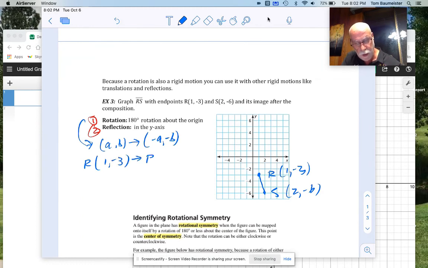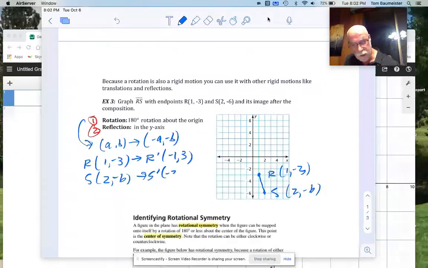So it tells us our R prime here will be at negative 1 and 3. All right. And our S, we would go from 2 and negative 6. Again, we're going to take S prime, we're going to negate it, which will be negative 2 and 6. So let's go ahead and draw that one. So I said at negative 1 and 3.